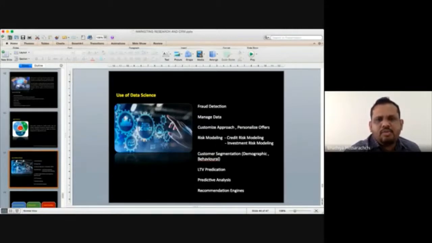So what are the uses of data science? There are several uses, including fraud detection. You can use data science and have your algorithms in place. When it comes to credit cards and debit cards, this is basically used, right? These platforms are provided by the international payment schemes, Visa, Master, and some local vendors. So you look at the transaction patterns, and then you detect frauds.